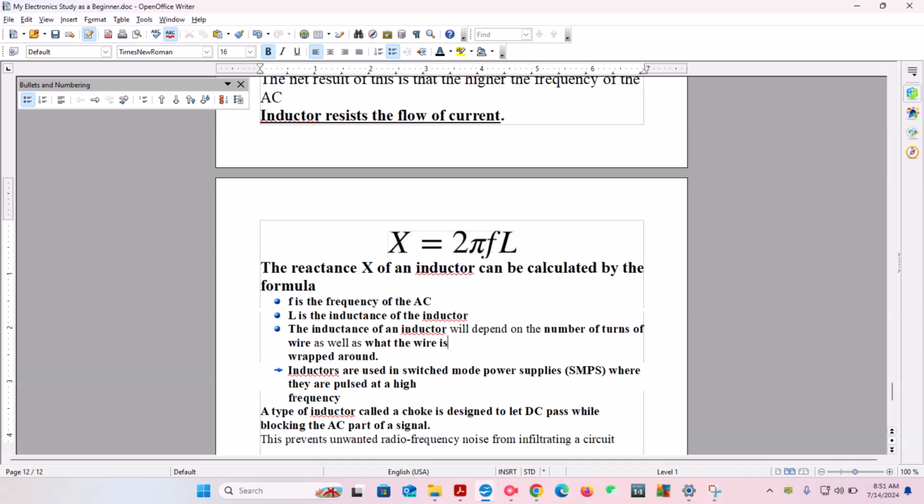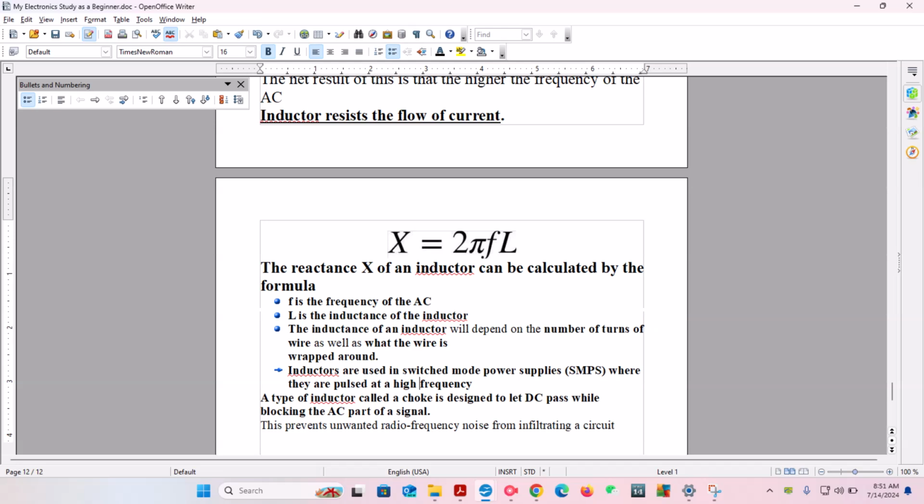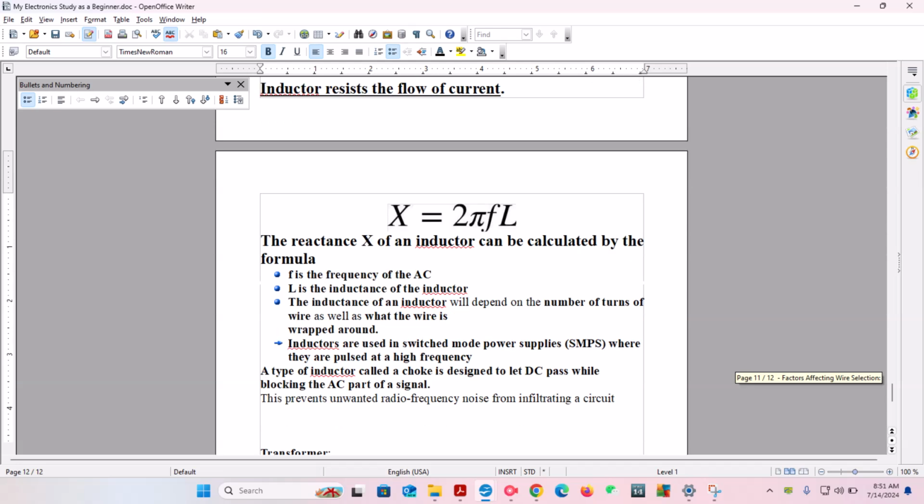Inductors are used in switch mode power supplies, or SMPS, where they are pulsed at high frequency. And the frequency is up here. A type of inductor called a choke.